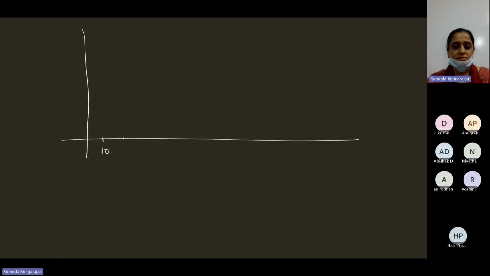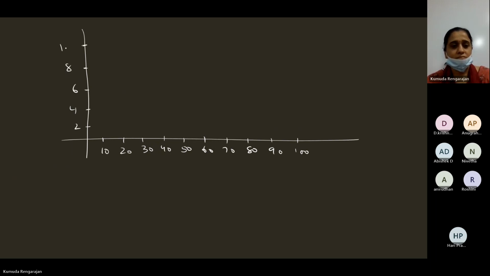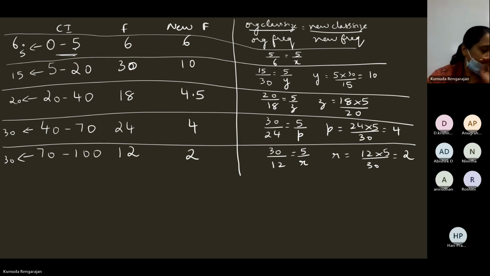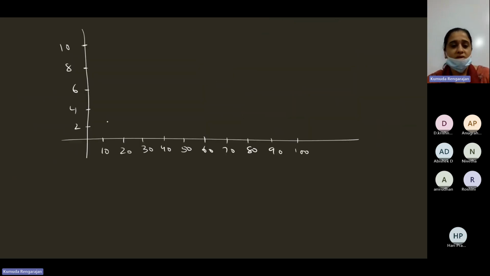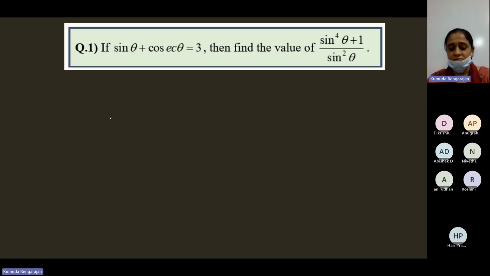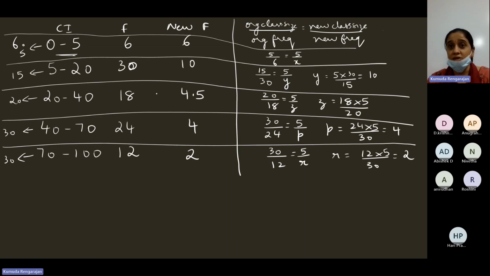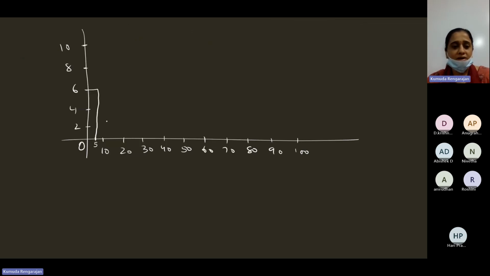See here, 10. 0 to 5: the new frequency is 6, so the height is 6. Then 5 to 20, it is 10. You must use the new frequency: 5 to 20, it is 10.